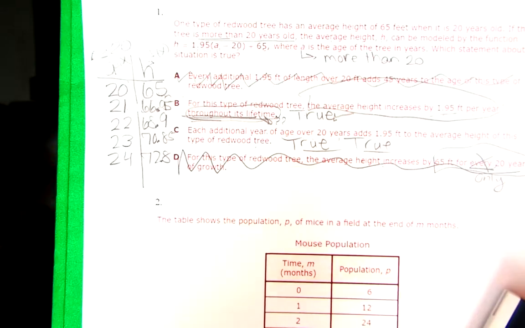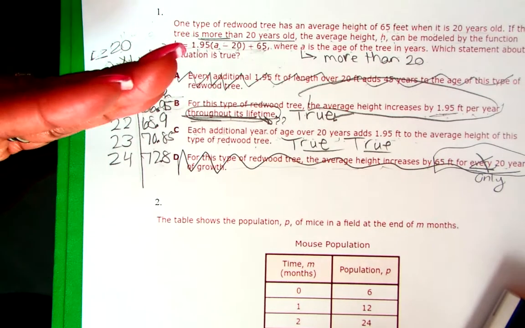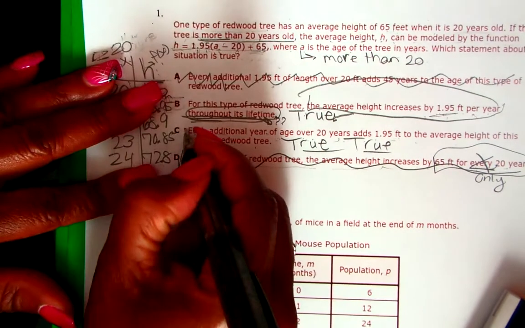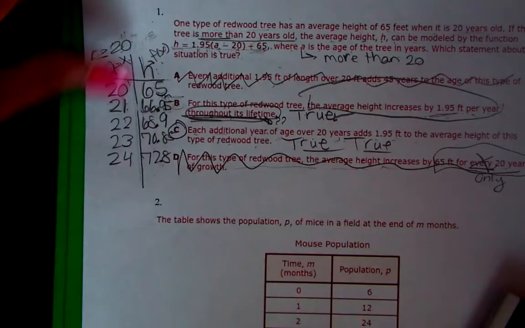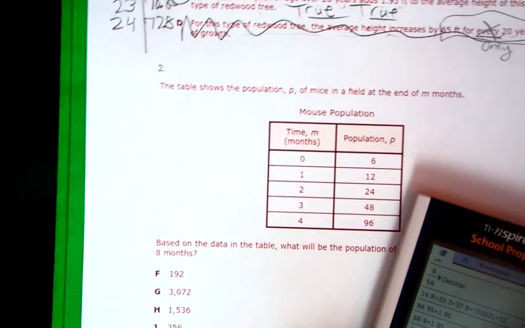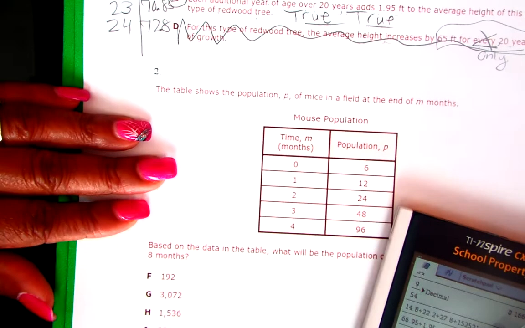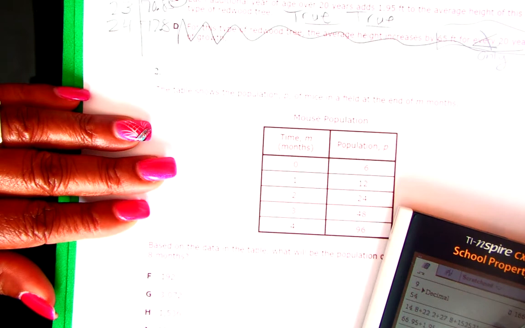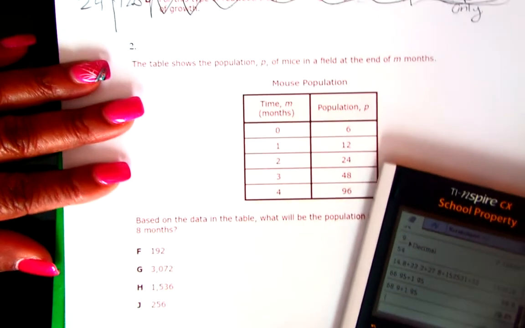So which one do you think I would choose? Everything is true. C. That's exactly what I would choose. But you have to talk to the paper, not out loud though. I'm modeling thinking for you guys. So here we go, going to number 2. I like modeling the thinking, because that's what's important. You have to think through it.